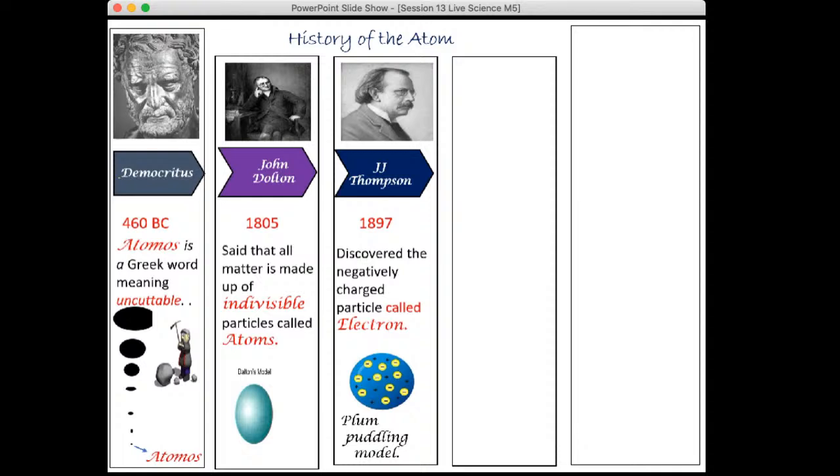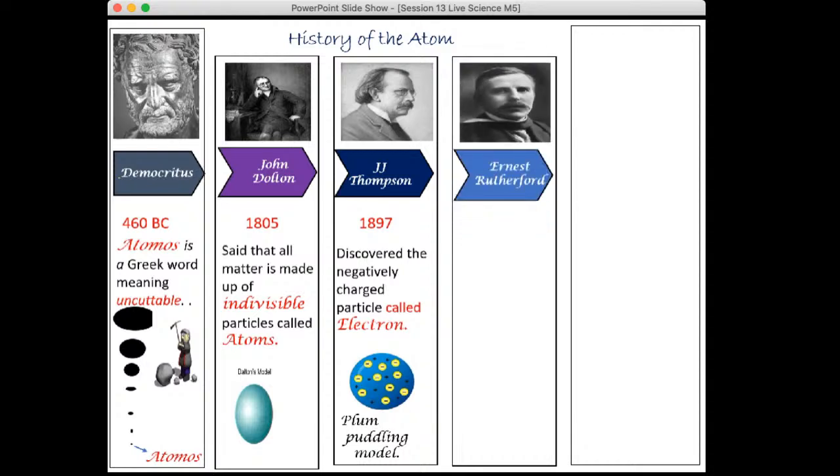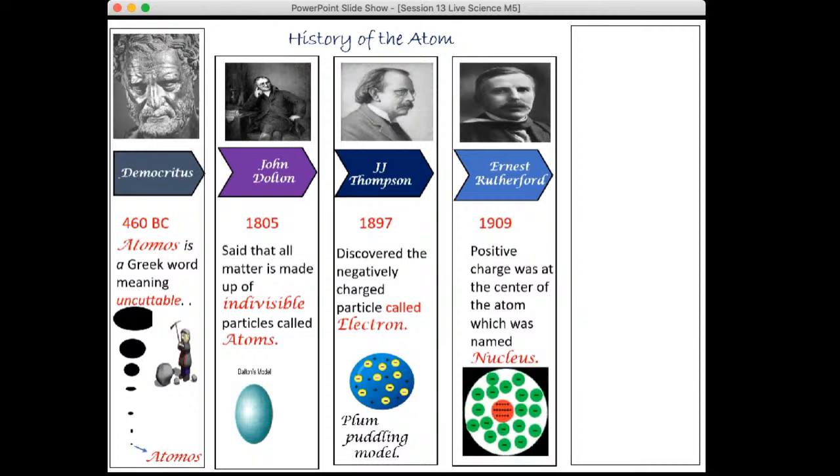Around 1909, another scientist by the name of Ernest Rutherford did the gold leaf foil experiment and discovered that an atom had a nucleus. He also found out that all the positive particles are found inside the center of the atom, which he called the nucleus.